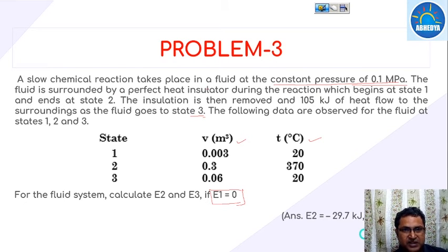So a chemical reaction takes place in the fluid at a constant pressure of 0.1 megapascal. So pressure remains always constant. The fluid is surrounded by a perfect heat insulator during the reaction, which begins at state 1 and ends at state 2. The insulation is then removed and 105 kilojoule of heat flow to the surrounding as the fluid goes to the state 3.